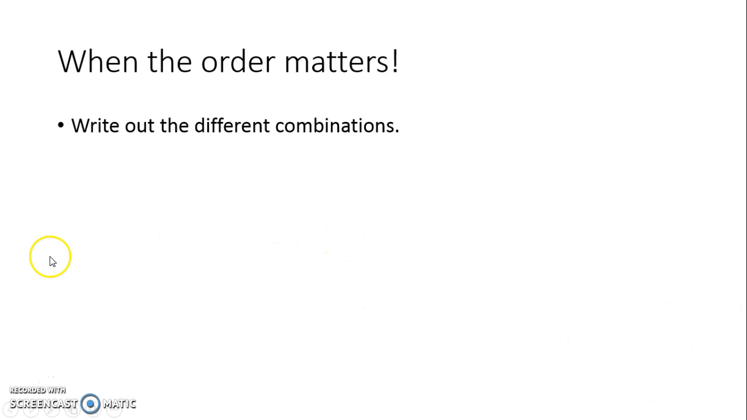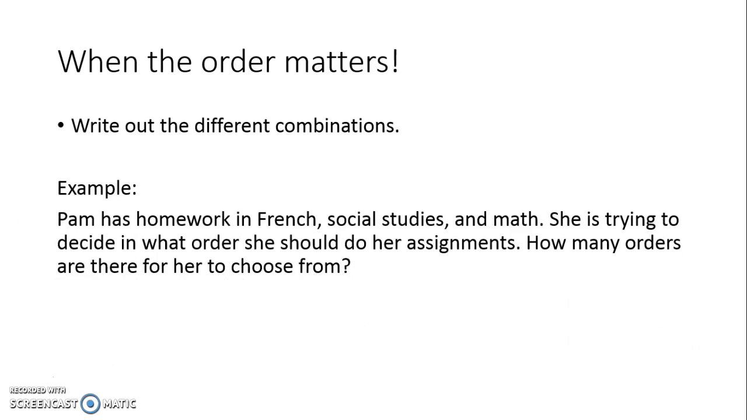All right, so there is another type of situation in probability where the order does matter, and this is a case where you will have to write out the different combinations, okay? So, for example, Pam has homework in French, social studies, and math. She's trying to decide in what order she should do her assignments. How many orders are there for her to choose from? Okay, so you actually need to write out the options for this, the different combinations, okay? And this is what it might look like.